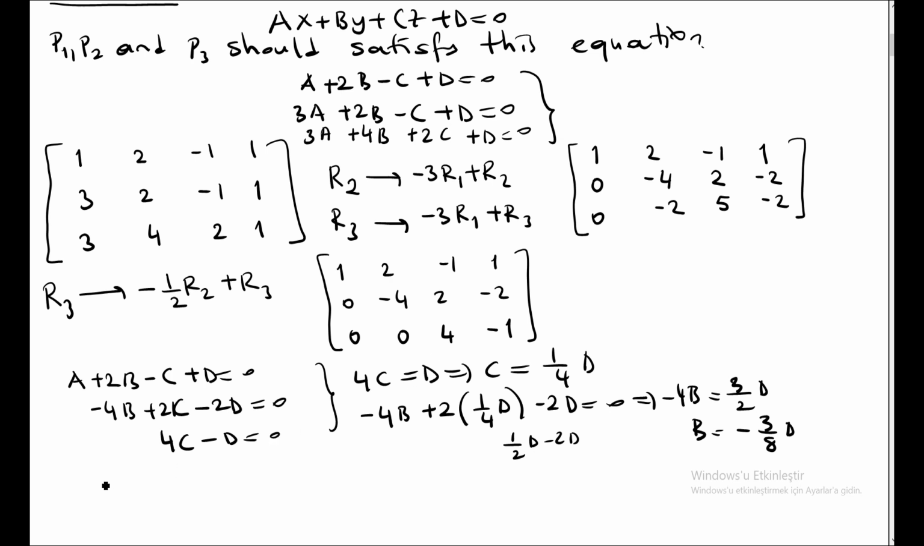Okay, now I will find the A. A becomes 2 times negative 3 over 8D. This one becomes 1 over 4D plus D equals 0. So these cancel each other. Negative 3 over 4. So A becomes 0.